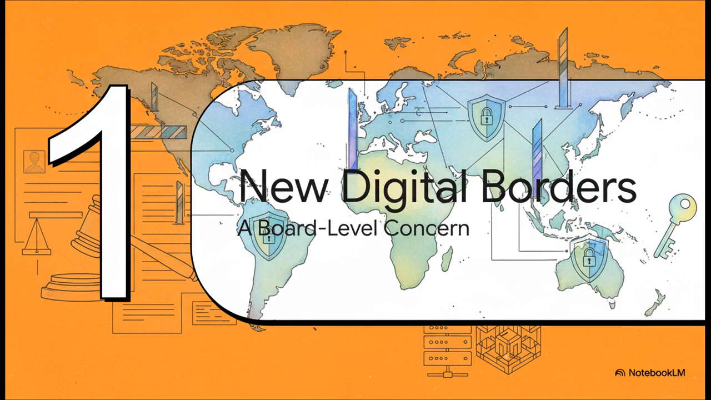For the longest time, we all thought of the internet as this one big, borderless world. But that idea is changing, and it's changing fast. We are now living in an era of digital frontiers, where the physical location of your data has become a major strategic issue, something that's moved right out of the server room and into the boardroom.